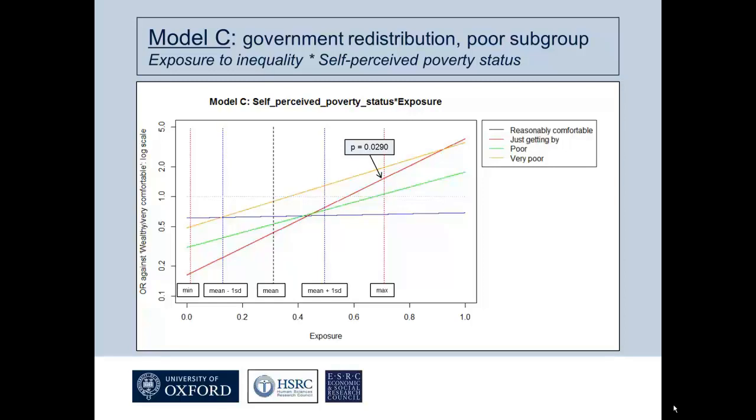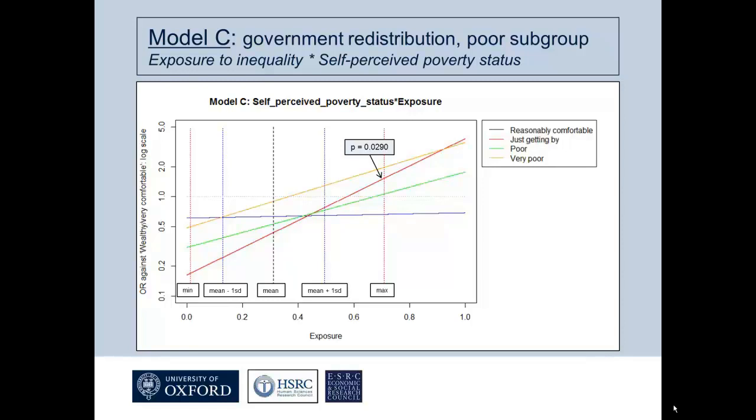But it is clear from the chart that across the majority of the observed exposure of poor continuum in South Africa, people who are just getting by are less supportive of government role in income redistribution than people who are wealthy or very comfortable.